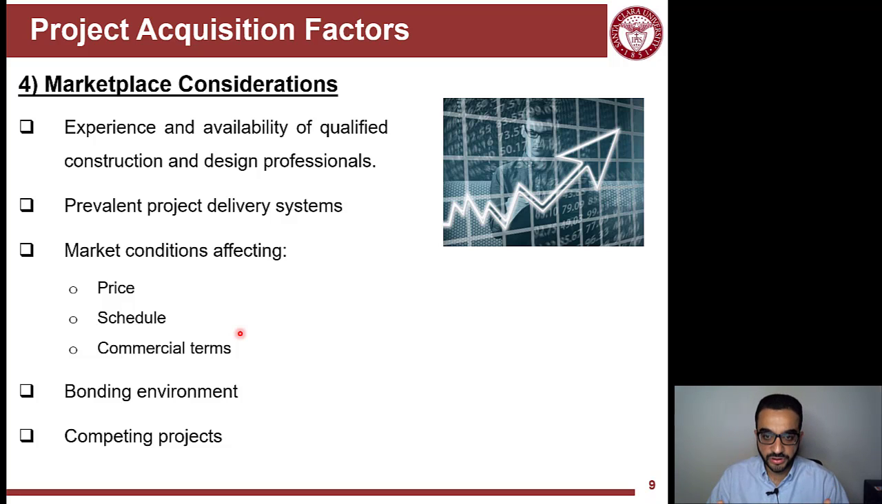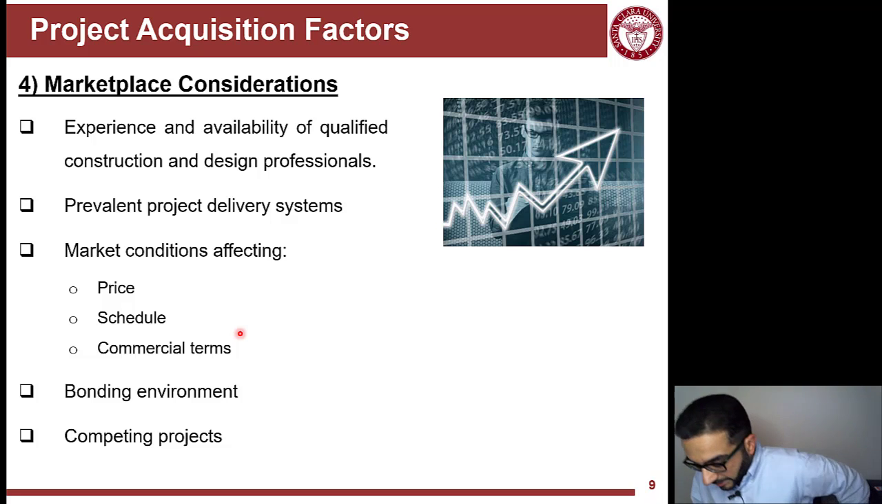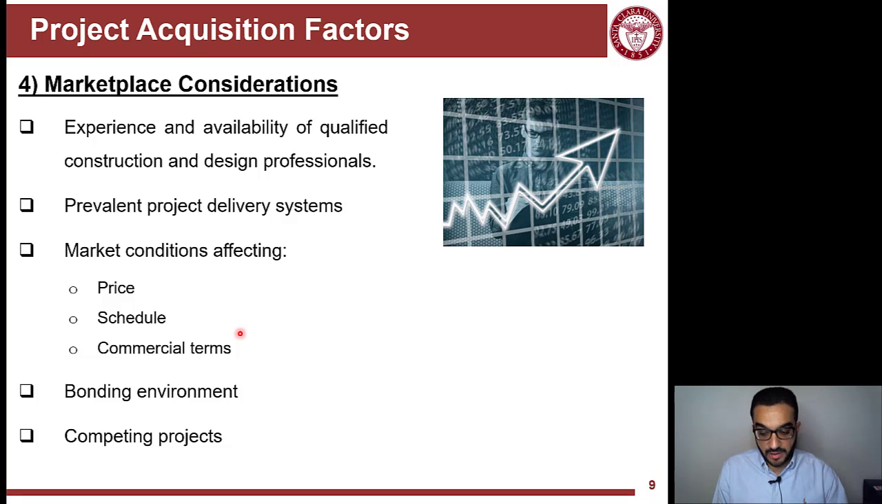What are the common delivery systems in the area you're doing the project in? It can really be a big factor if you're doing a project in a remote place and the subcontractors in that remote place are not used to a specific delivery system. So that can be a big factor here.